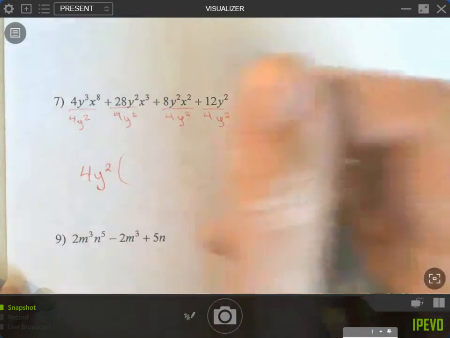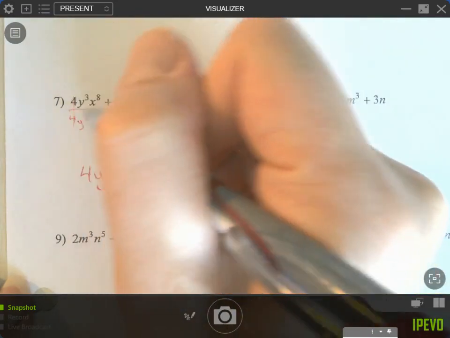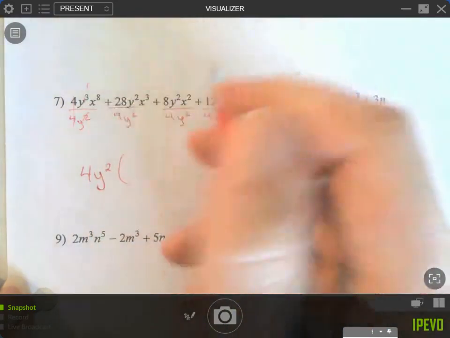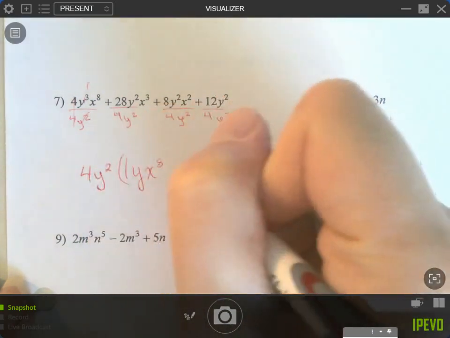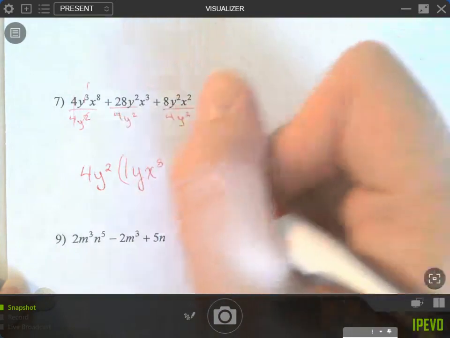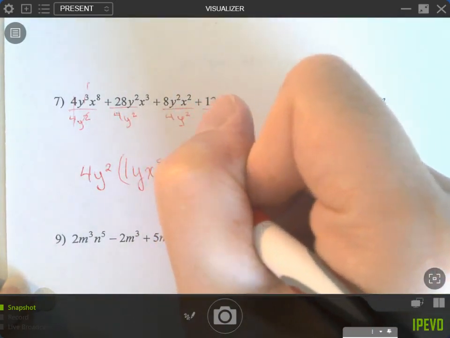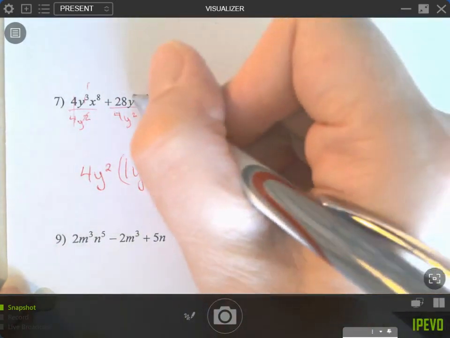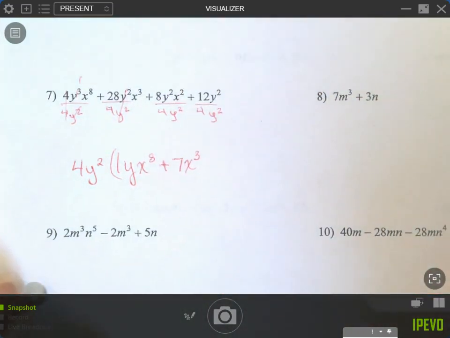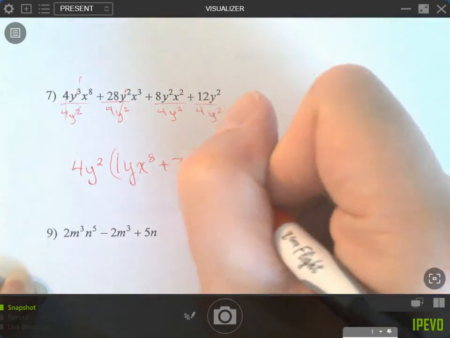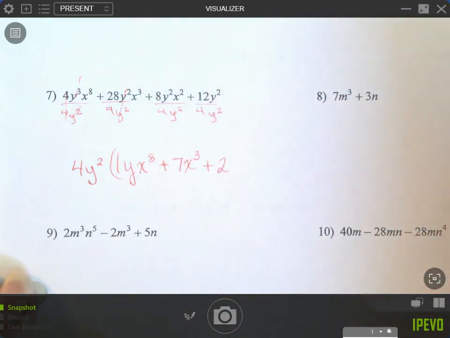All right, so what's left? 1, that's gone, right? There's 1y and x to the 8th there. Do we agree with this? If it helps you, put the 1 there. 28 divided by 4? 7. The y's cancel completely, but you're left with x to the third. All right, 8 divided by 4, positive 2.